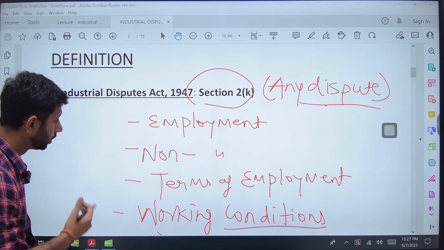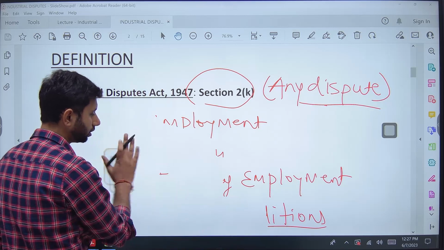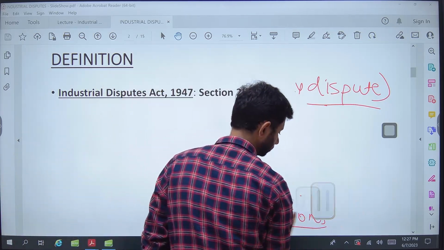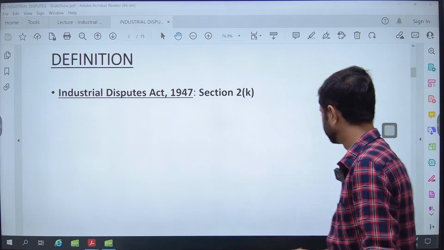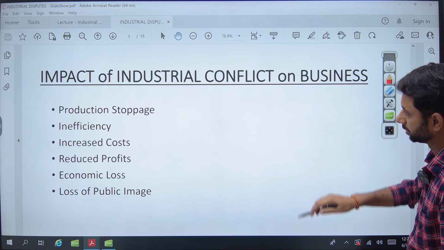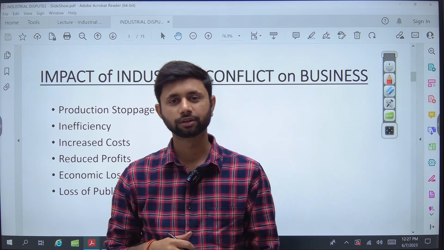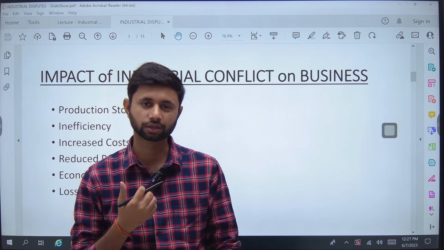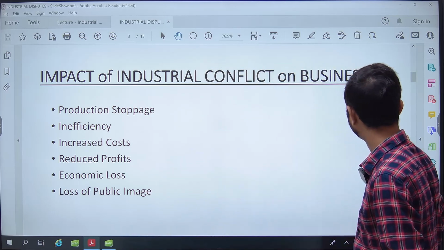Okay. So once you understand this definition, you will be able to solve the previous year question that I have just shown you. So the definition portion is finished. Nothing else is required here. Okay. Now let's go to the next thing: the impact of industrial disputes on the industry, and how it affects not only the workers and the management, but also the country, government and people in general.